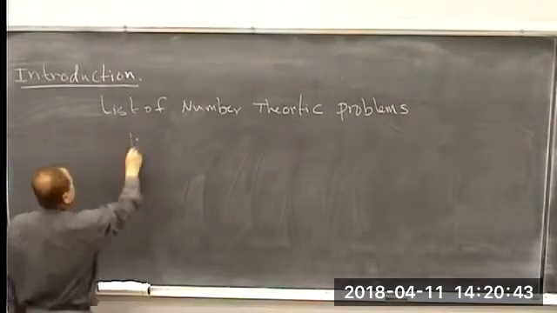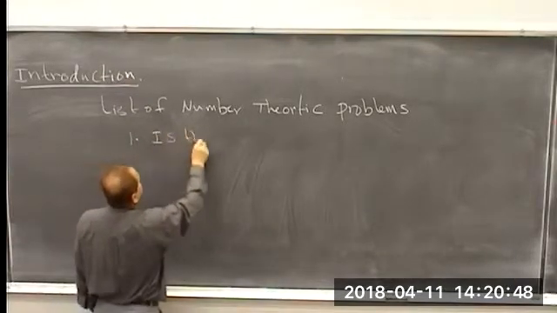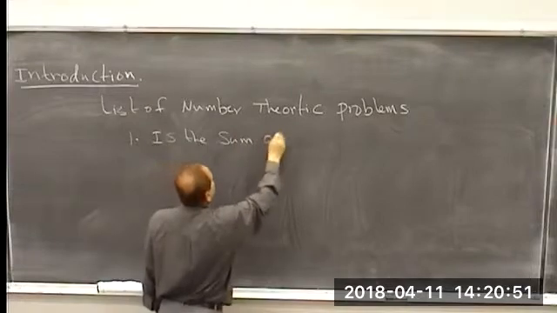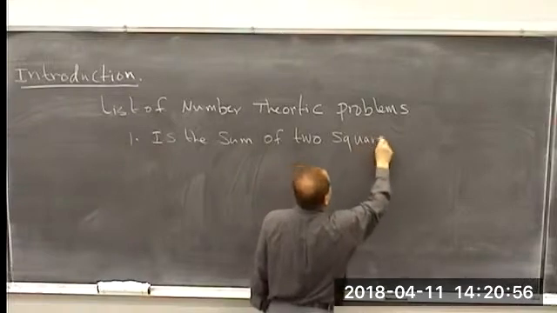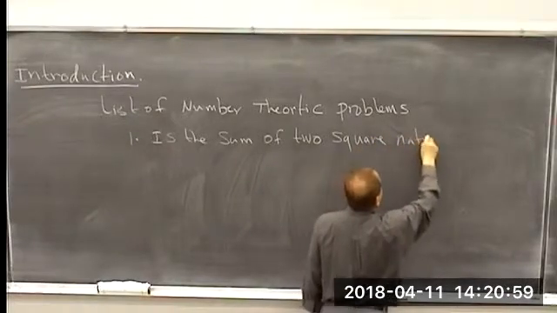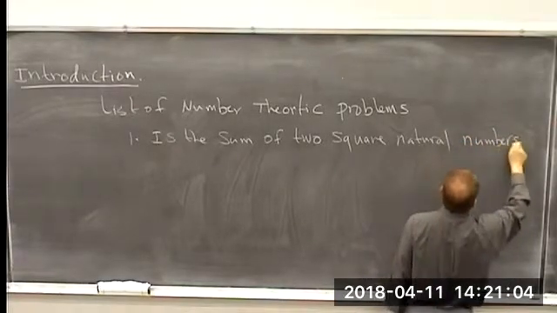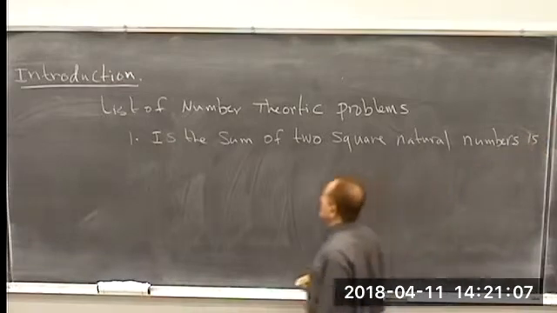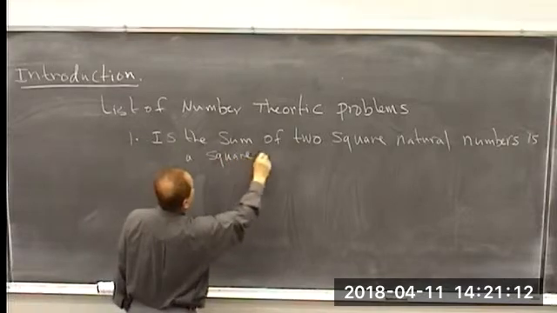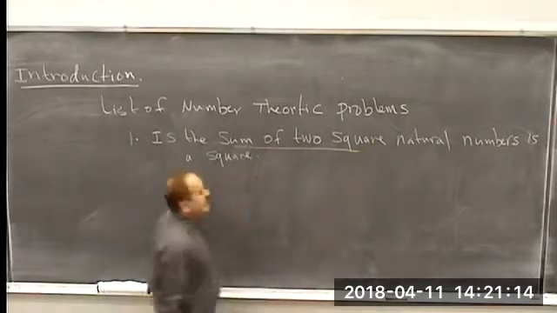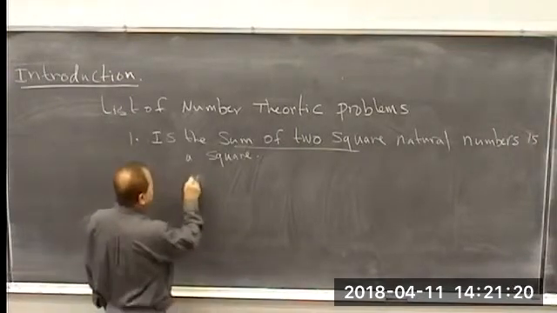Alright, first one is this: is the sum of two square natural numbers a square? The sum of two natural numbers squared is itself a square. Of course, we know the answer to this, I hope. The answer is yes.